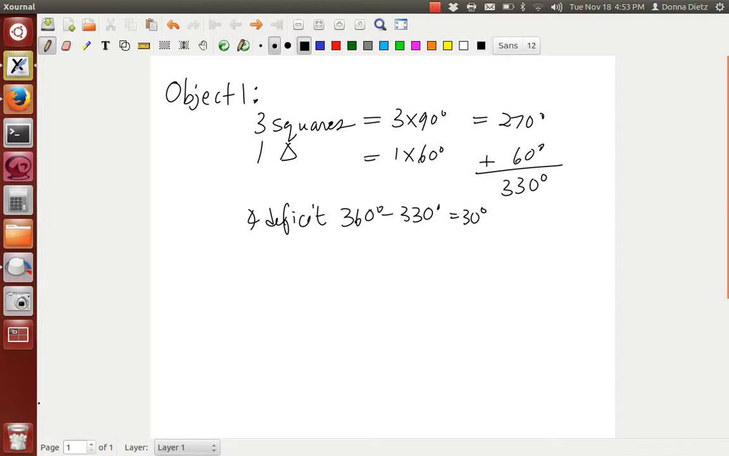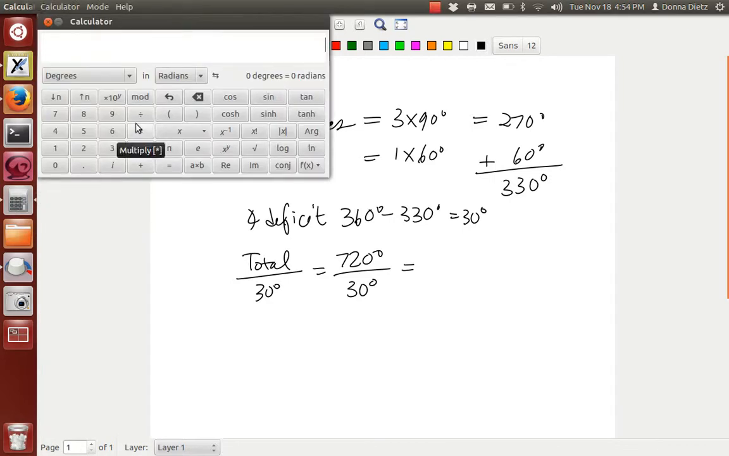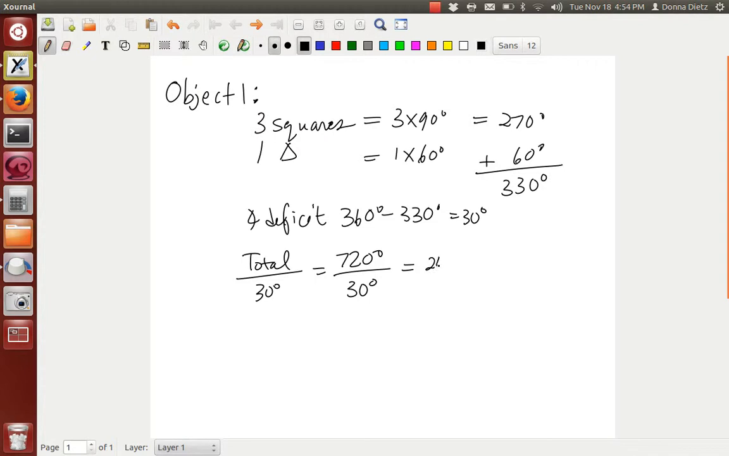Great. So what we want to know is, since the total angle deficit divided by deficit per vertex is going to tell us, so total is always 720, that's a rule you know, and that's because the object doesn't have any holes in it. I'm going to find out how many vertices we have. 720 divided by 30 is going to give us 24, so this is the number of vertices. Okay, great. So we have the number of vertices, that's the first key.